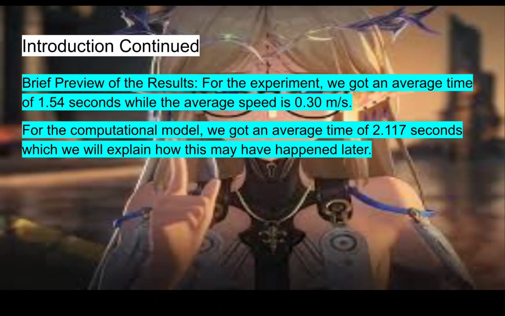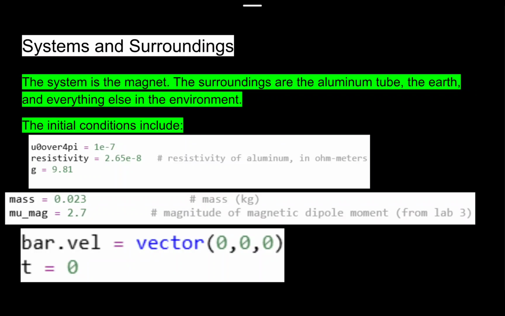And then for a brief preview of the results, we got an average time of 1.54 seconds in the real-life model. And then for the computational model, we got an average time of 2.117 seconds. And we'll explain how this could have happened later.